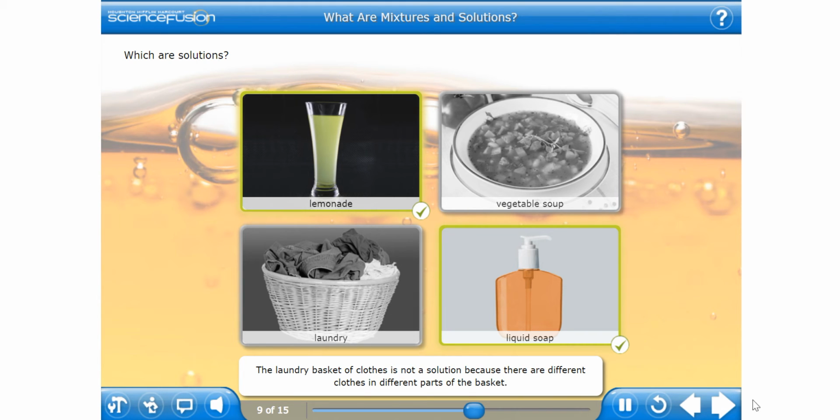The laundry basket of clothes is not a solution because there are different clothes in different parts of the basket. The vegetable soup is not a solution because not every bit of soup has the same vegetables in the same amount.